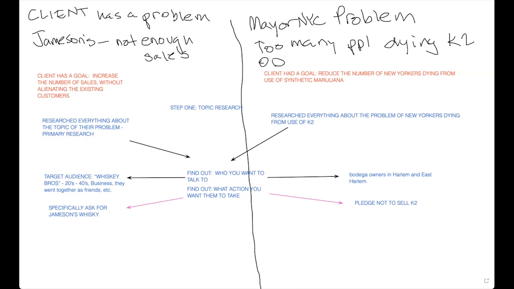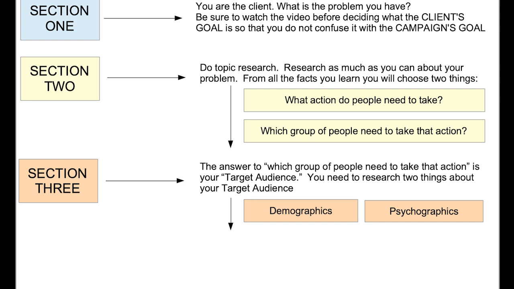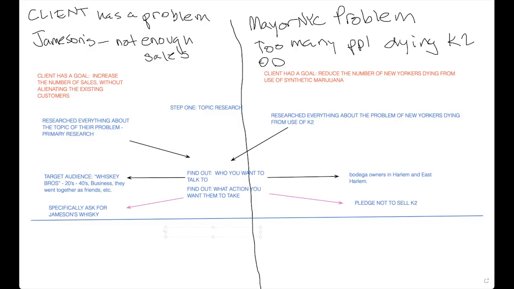Now, the next thing we need to know is, how are we going to convince our group to take the action we want? And that's when we go to our next bit, our target audience research. Remember, with Jameson's whiskey, our target audience was the whiskey bros. For our synthetic marijuana one, our target audience was bodega owners in Harlem and East Harlem.